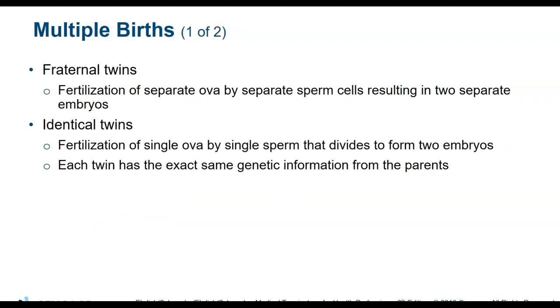We can have multiple births. Fraternal twins are actually two separate ova that were fertilized by sperm, making two separate embryos. Identical twins are a fertilization of a single ovum by a single sperm that divides into two embryos. So fraternal twins can be a boy and a girl, or two girls, but they're not going to be identical. If they are identical twins, they're going to have the same sex, and they're going to have the same genetic information from those parents.